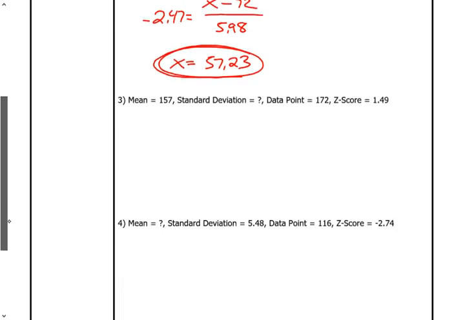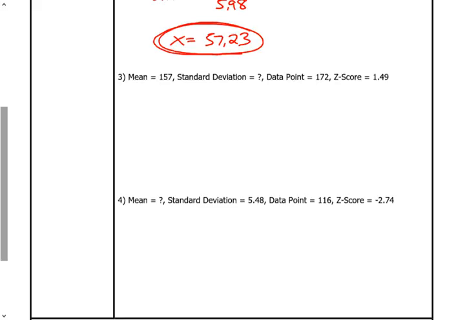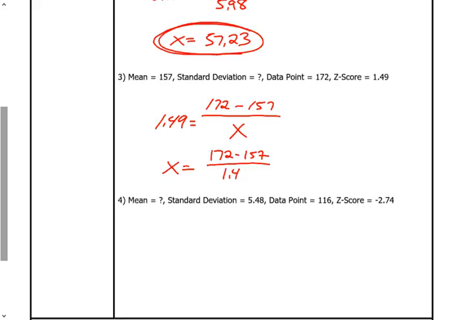Okay, well let's move it to another spot. In this case, the z-score is 1.49. I know the data point. I know the mean. I do not know the standard deviation. So this one, we're going to solve for the standard deviation. And what I'm going to have to do, I'm going to have to actually multiply both sides by the standard deviation and then divide by 1.59. And do that. Now I can solve it.